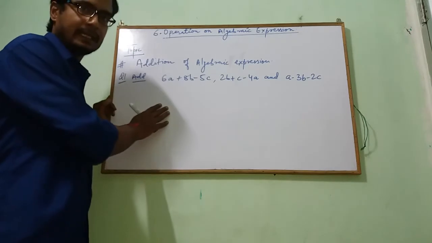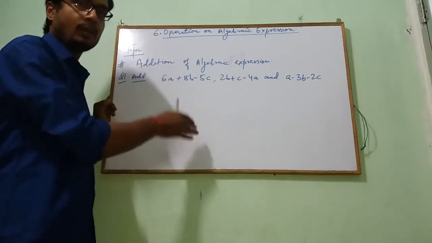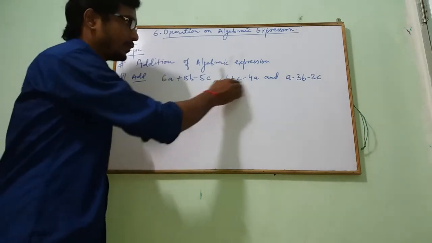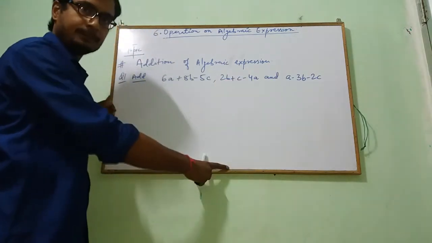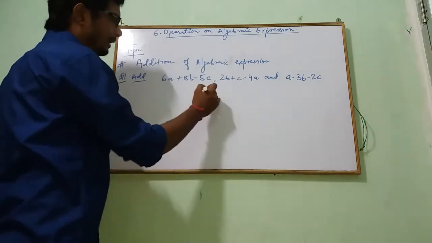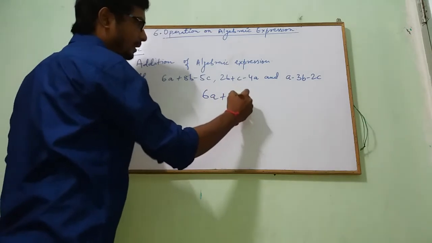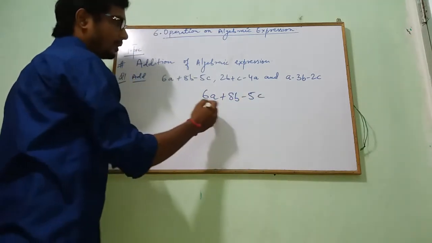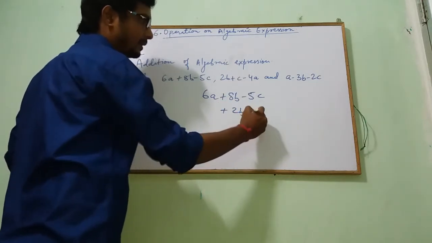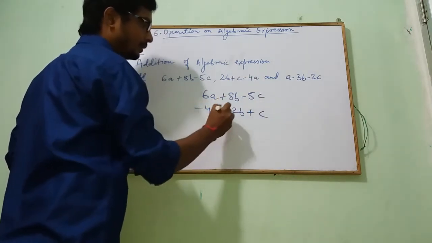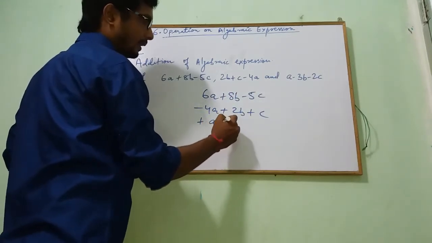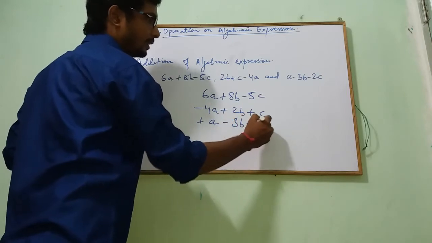So I will first arrange these algebraic expressions in column method. I will arrange them in a column, and then we will add the expression. So I will write first 6a plus 8b minus 5c. Then I will write 2b, then plus c, and then minus 4a. And I will write this one, plus a, then minus 3b, minus 2c.